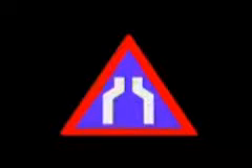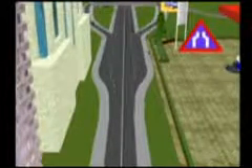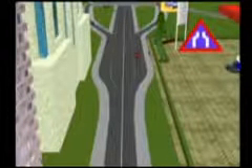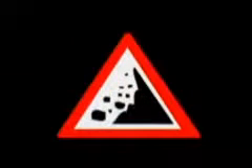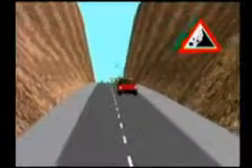Road narrows from both sides. When driving along a wide road, the road quite often will start to narrow from both sides. Also keep to the left, as the flow of traffic will move closer together. Falling rocks. This sign indicates that up ahead there may be rocks falling from the side of the road. This usually happens after or during heavy rains and storms.